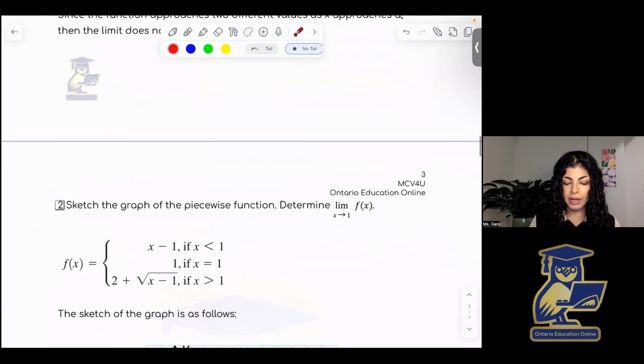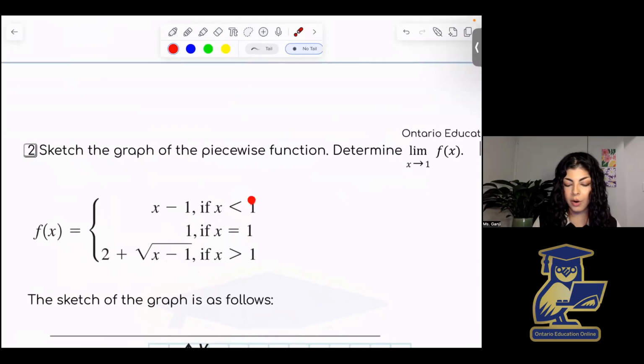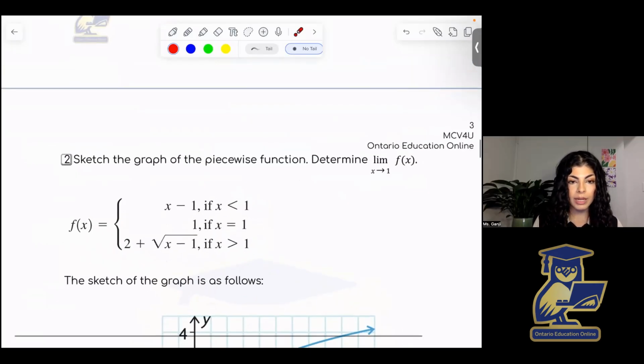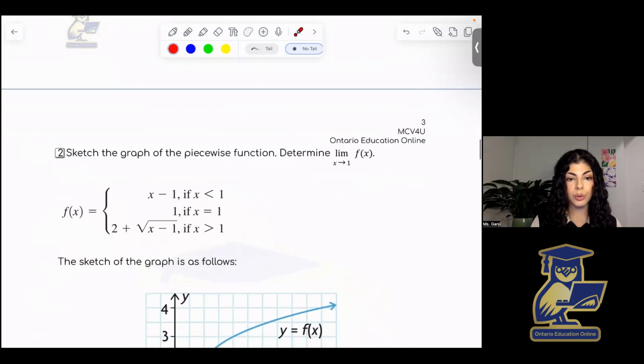Now here you're given another piecewise function and you're asked to sketch the graph of it. So take a moment here and try sketching this. Pay attention here. Our main point is that x is 1, where we will have the separation of the three different functions. So give that a try and I'll show you briefly in a moment what that looks like.